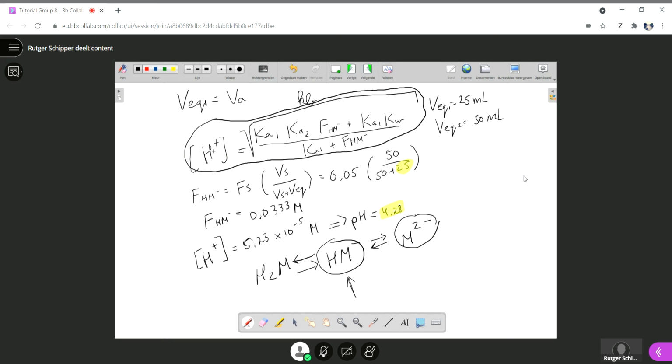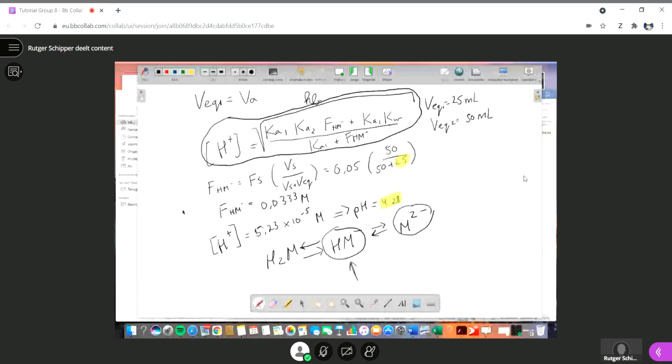I will give you 5 minutes to fill in this formula, or 10, whatever you prefer. In the meantime, I'm going to set up a poll to see if you think it's going too fast or too slow.